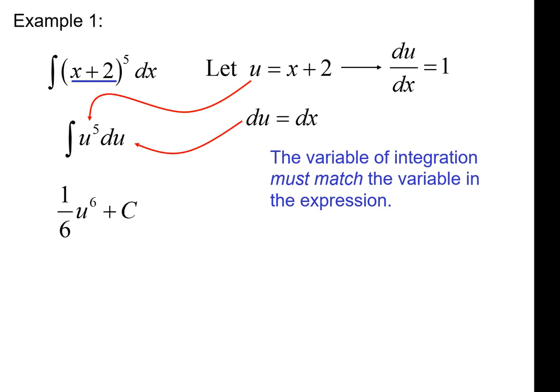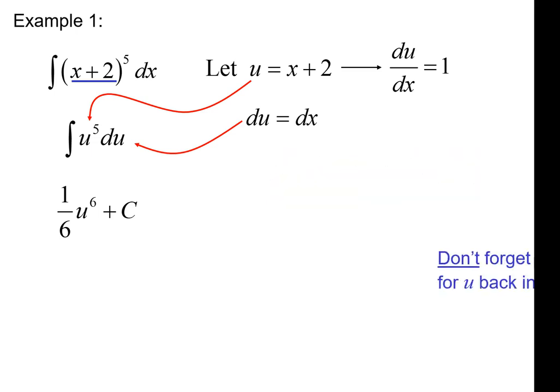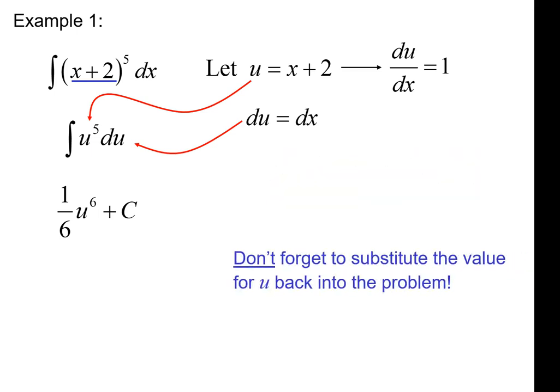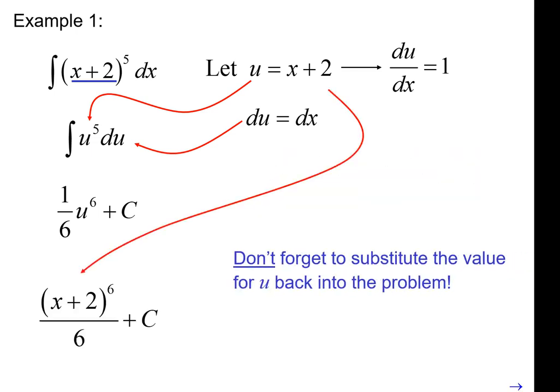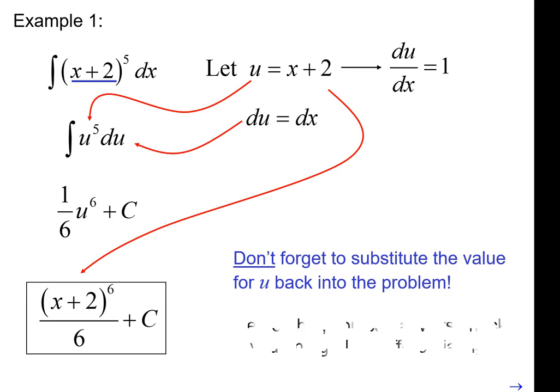So use your power rule. You've got u to the 6th over 6, and then, of course, plus C because this is an indefinite integral. At the very end, you want to go back and make your substitution for u because our original goal was to integrate with respect to x. So I'm going to substitute back in x + 2 in place of the u. So we have (x + 2) to the 6th all over 6 plus C.